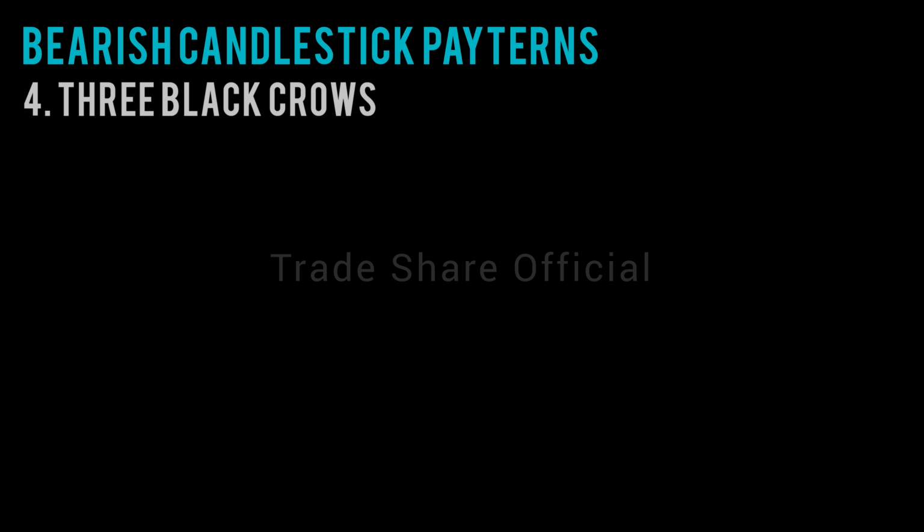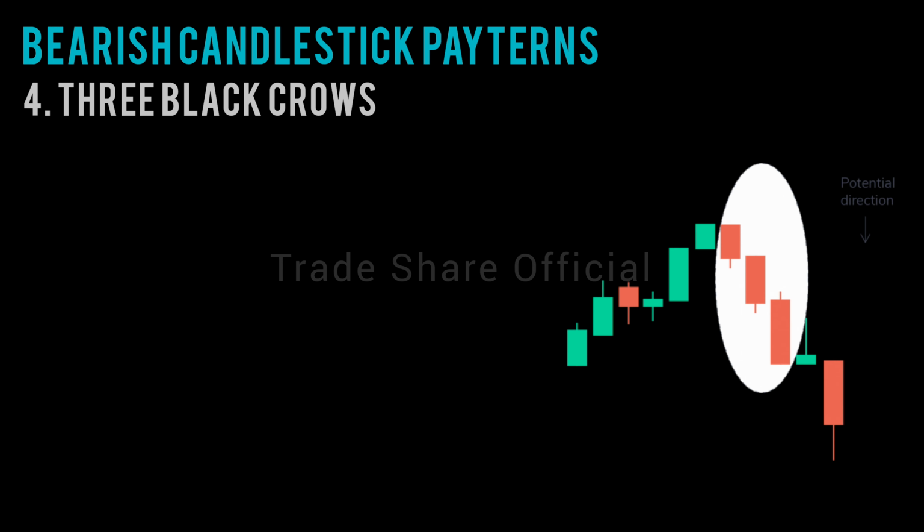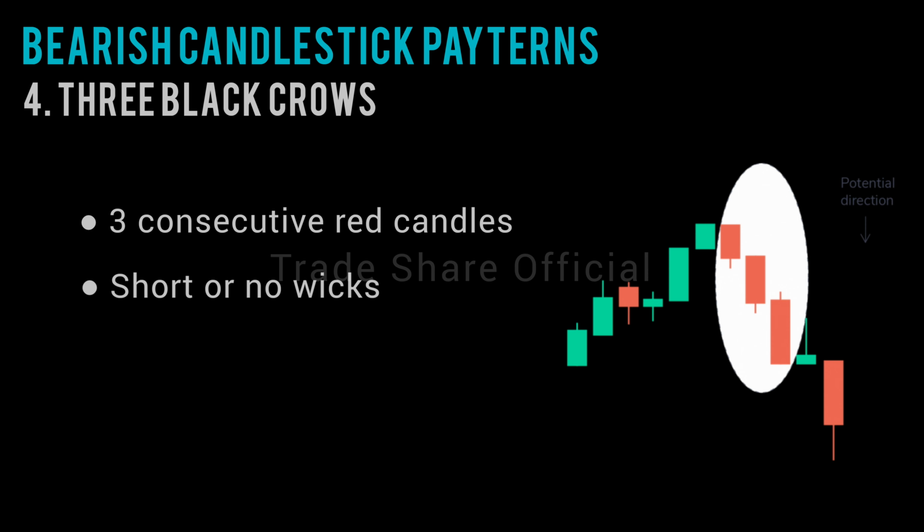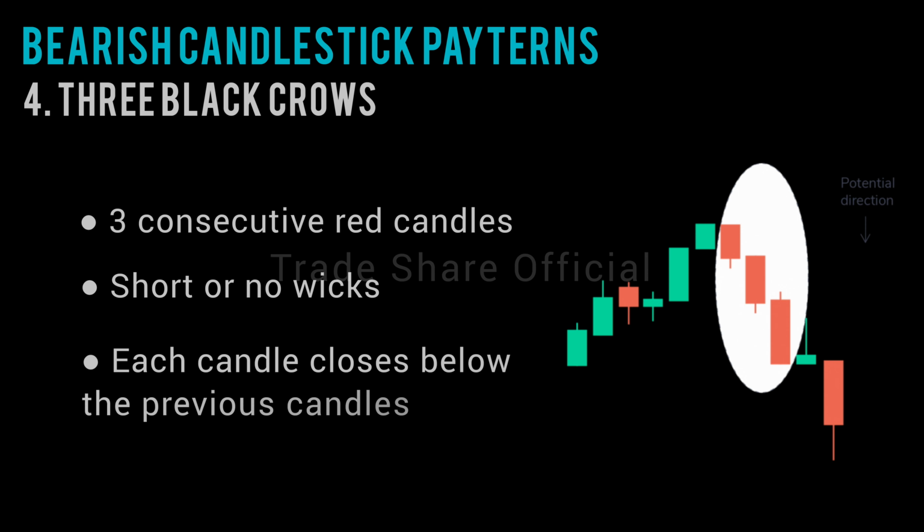Number 5. The 3 black crows. This is a 3-candle pattern that has 3 consecutive red candles with short wicks. These candles open and close lower than the previous candle. After an upward trend, this is a strong indication of an upcoming bear market.